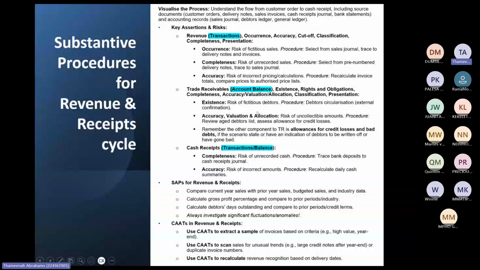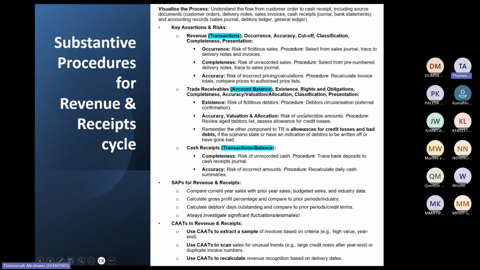Okay. Then trade receivables is an account balance. So that would be all your existence, rights and obligations, completeness, accuracy, valuation, allocation, classification, and presentation. Existence, like we said, if it's an overstatement of debtors, that will be existence. So fictitious debtors or fake debtors. Then there you'd usually do external circularization. So that's external confirmation. So usually what we do as an auditor, we'll select a sample of material debtors.